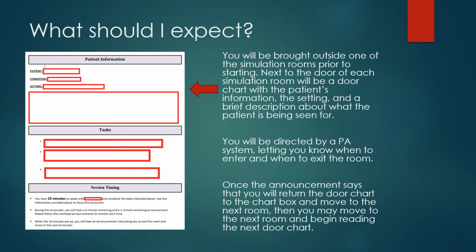There will be 8 different simulations that you will be participating in. Each simulation employs a different patient with a unique condition. Outside of each room will be a door chart giving you a brief description of why the patient is being seen today, the setting of the clinic, and your directions for the encounter. You will be directed by a PA system to let you know when to enter and leave the room.